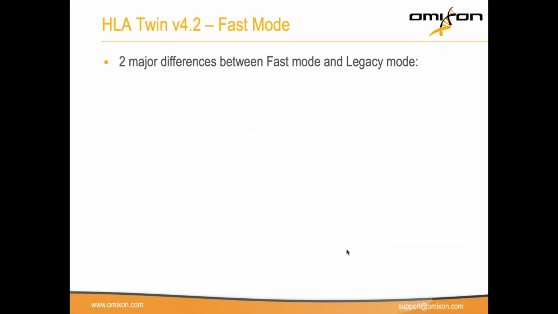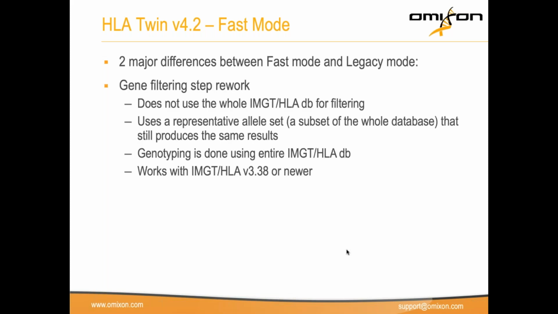So what are the differences between the legacy mode and the fast mode? There are essentially two major differences here. First of all, and probably the most significant one, is the gene filtering step that has been reworked entirely. The gene filtering step does not use the entire IMGT HLA database for locus-specific filtering anymore. This is the very first step in the entire analysis pipeline for every sample.